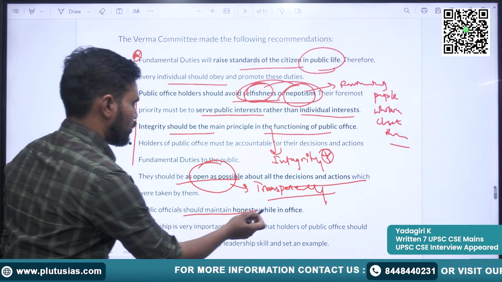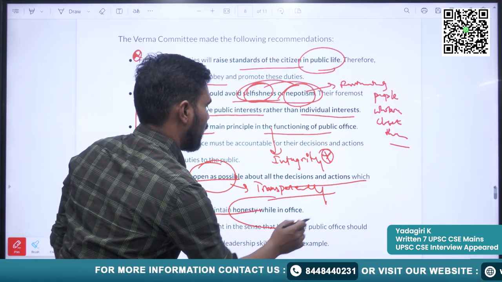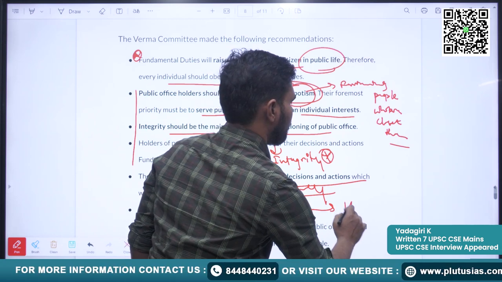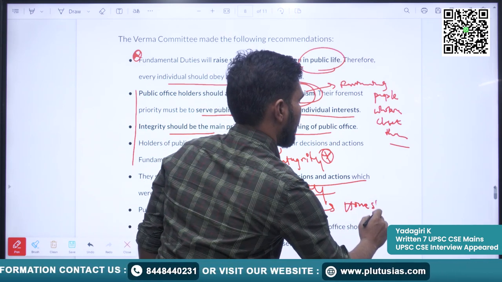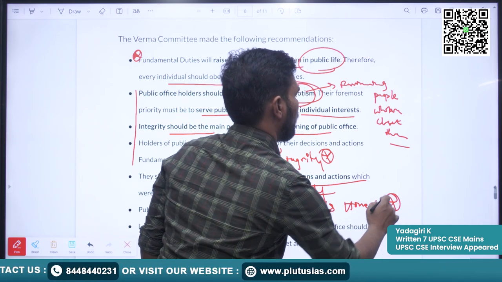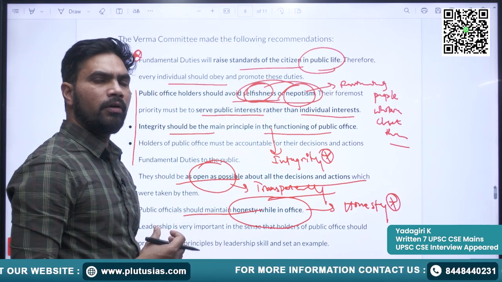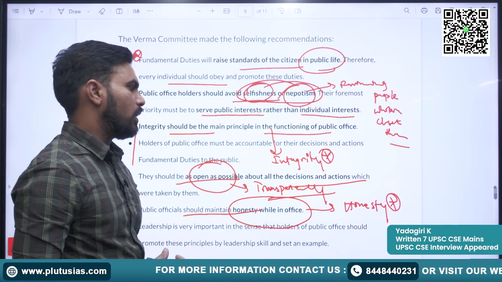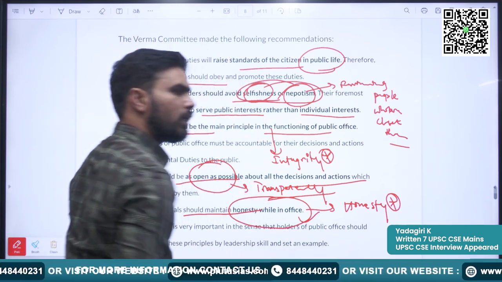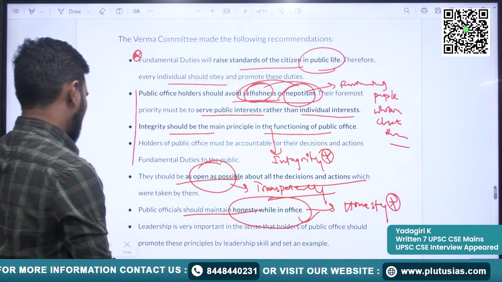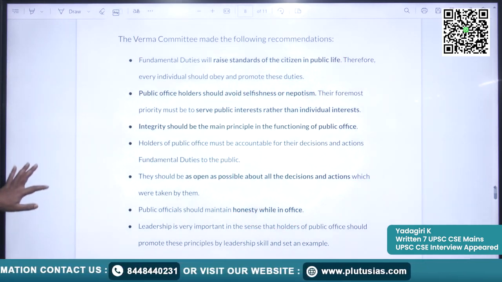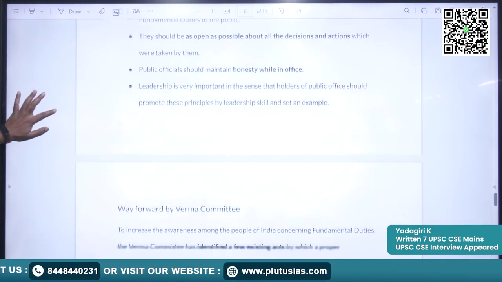Right, public officials should maintain honesty while in office. So honesty, we also have the quotation, honesty is the best policy. So this is very, very important for people who are in public life. So basically, they should also maintain honesty in their public life. Right.